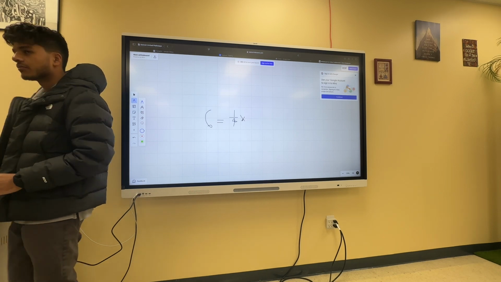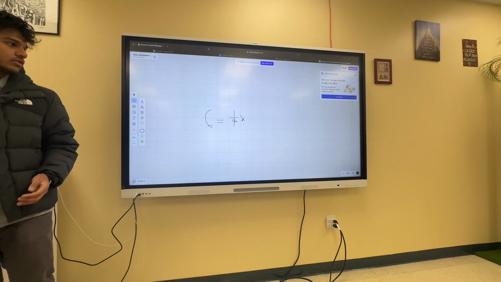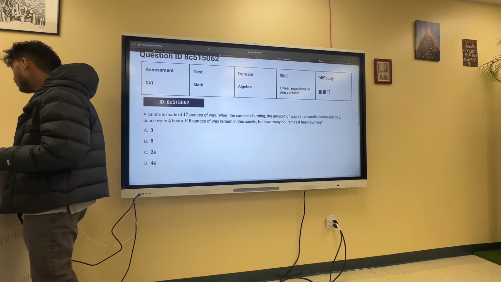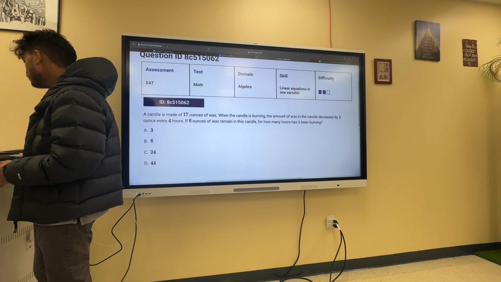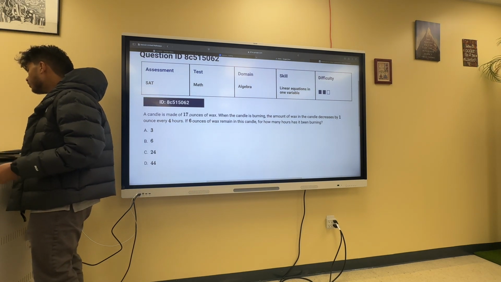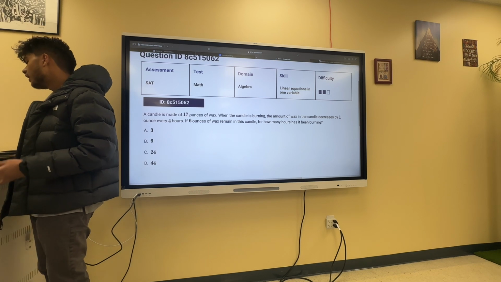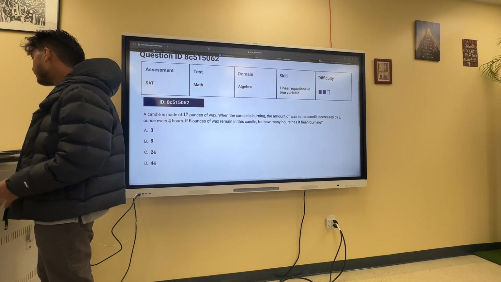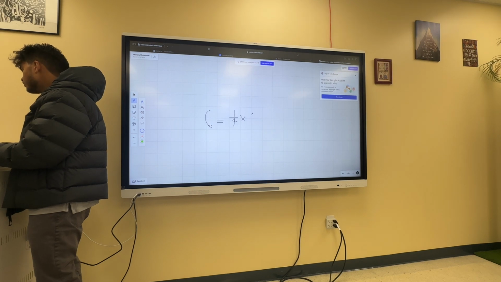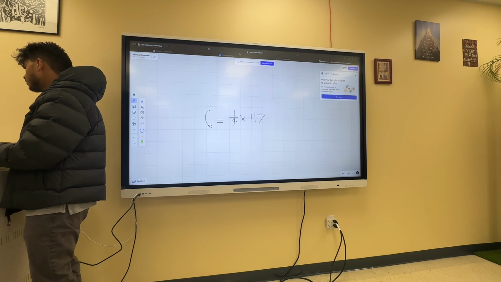Why am I going to put an x here? Because I don't know how many hours it's been burning for. X represents the amount of hours it's been burning for, basically. Okay. And after you put 1/4 x, I want you to put plus 17. Why plus 17? Because that's the number that we start with.